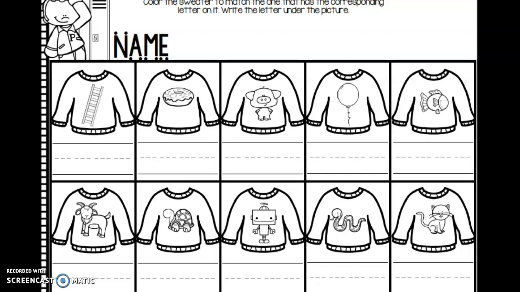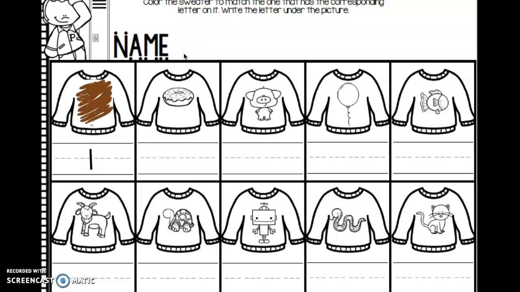Let's look at the first one together. What do you see? Ladder. Oh, what beginning sound is in ladder? Oh, great job. Now I remember when I looked at the sweater, there was an L, so I'm going to write an L on my paper. I also see that the color of the sweater is brown, so I'm going to color it brown.